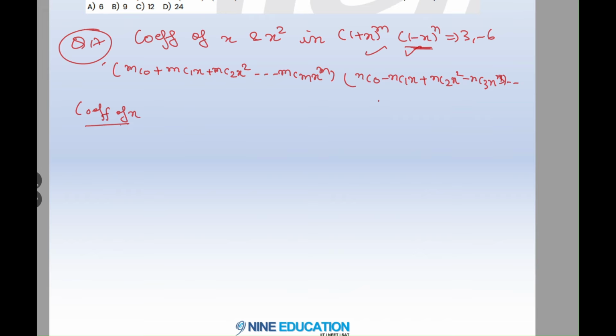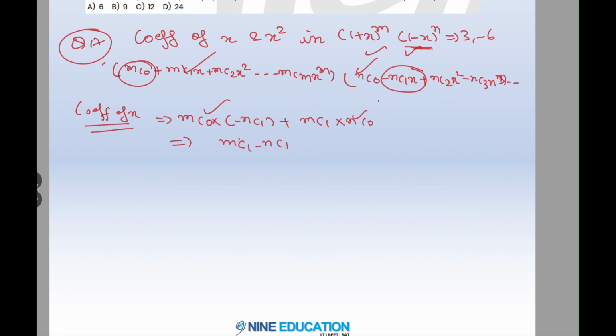If you want the coefficient of x, you need to multiply mC0 by minus nC1 x, and mC1 x by nC0 to get the coefficient of x. Any other term will not give us the coefficient of x. So the coefficient of x is given by mC0 into minus nC1 plus mC1 into nC0. mC0 is 1, this is also 1. What we get is mC1 minus nC1, which implies m minus n. And the coefficient of x is given as 3. Equation number 1.